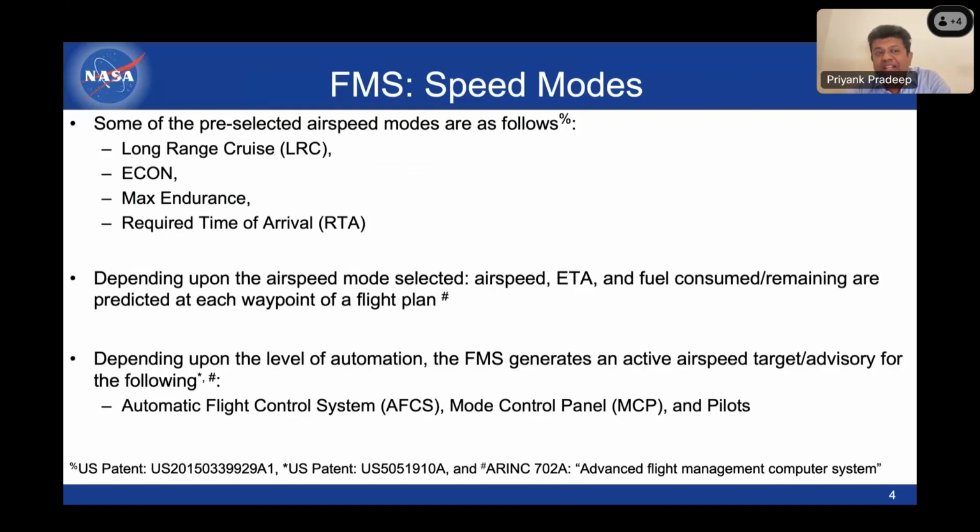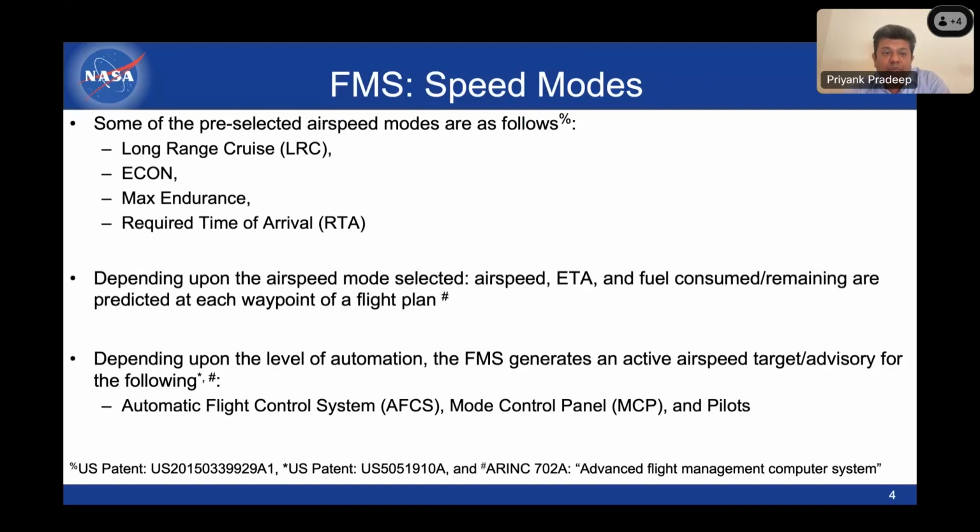So typically FMS has 4 or 5 speed modes that a pilot can select based on the mission. For example, long range cruise is for minimizing fuel consumed for a given range. Econ is all about cost index. Max endurance is about maximizing loitering time. And required time of arrival is about reaching a waypoint at a specified time.